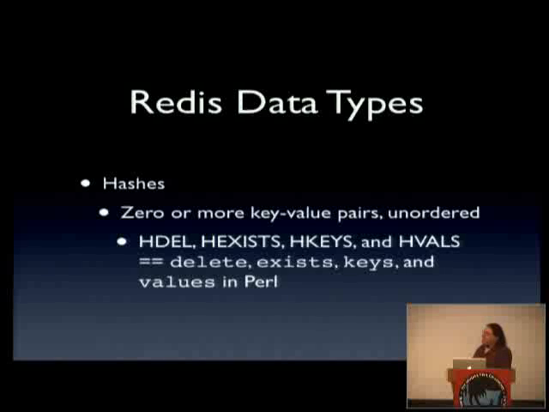Redis also supports hashes as of, I think, version 2.0 or maybe 2.2. Just like Perl hashes, these store key value pairs. They are unordered. And again, Redis has commands hdel, hexists, hkeys, and hvals, which are analogous to the equivalent Perl operators.